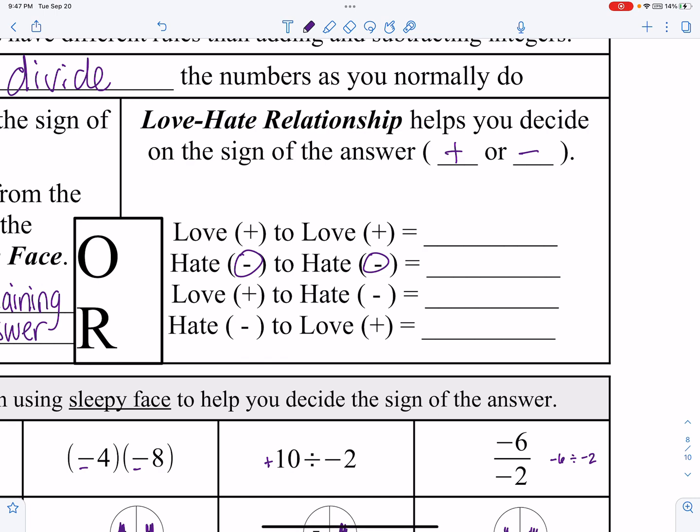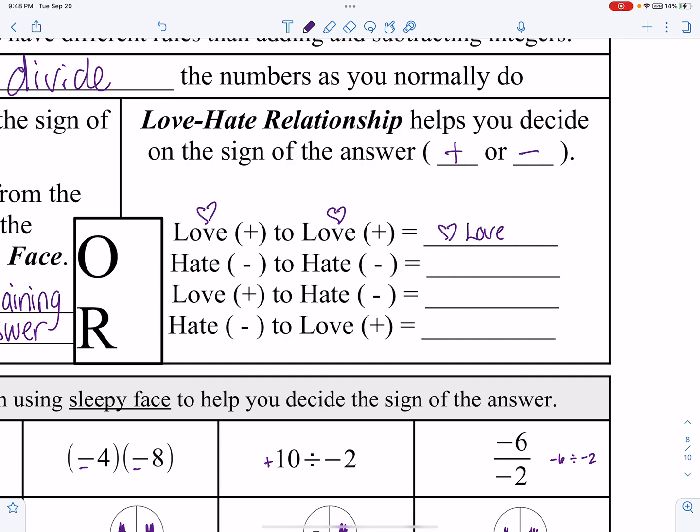If they're both positive, the answer is positive. If they're both negative, the answer is also positive. So anytime they're the same, the answer is positive. Here's another trick to remember it. So if you love, so love is going to be positive. If you love to love, well, think about that. What that means. If you love loving, that means you love.